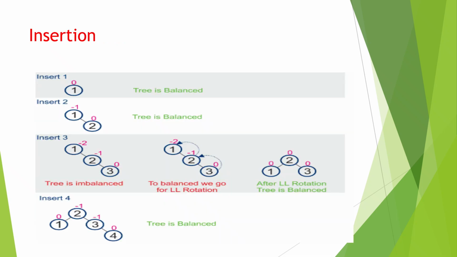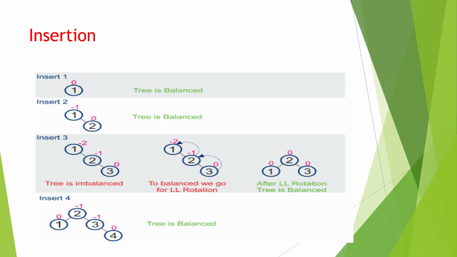Here we are going to perform insertion. Insert 1. Then we check the balance factor for node 1, which is equal to 0. If the balance factor is 0, the tree is balanced. Next we are going to insert 2. 2 is greater than 1, so we place 2 on the right side of 1. Then the balance factor for 2 is checked and the BF is equal to 0. And the BF for 1 is equal to -1. Tree is balanced.